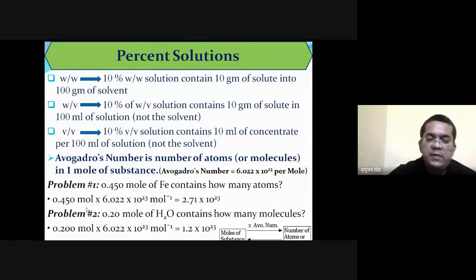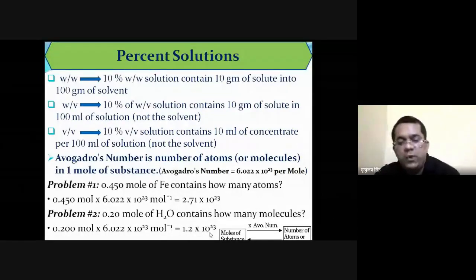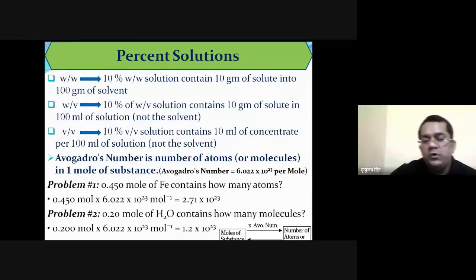Problem 2: 0.2 mole of H2O contains how many molecules? Just multiply 0.2 mole into Avogadro number and you will get the result, that is 1.2 into 10 to the power 23. It's for H2O molecules. If you calculate for hydrogen atoms, because H2O contains 2 hydrogen atoms, just multiply by 2, you get the number of hydrogen atoms in 0.2 mole.